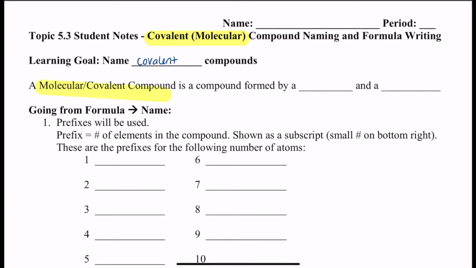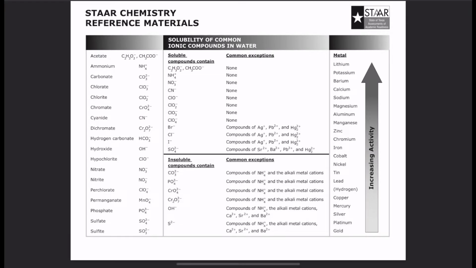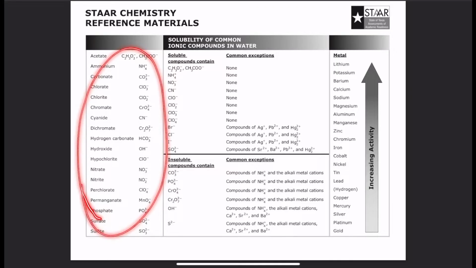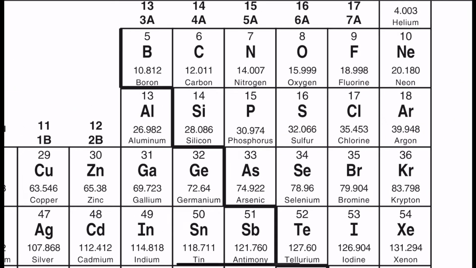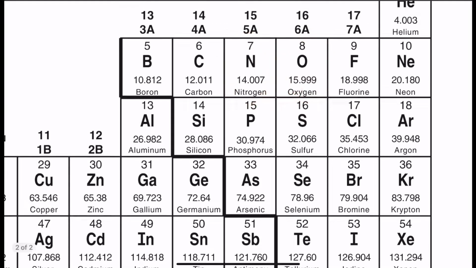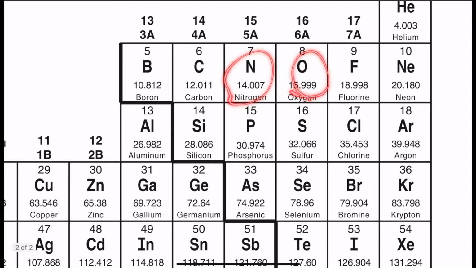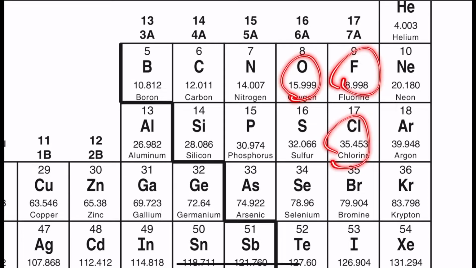A covalent compound is any compound that's formed by a nonmetal and another nonmetal. So before with ionic compounds, we were looking at things like polyatomic ions. We were looking at things like metals with nonmetals. But with our covalent compounds, we'll have a nonmetal with another nonmetal. So maybe like nitrogen and oxygen, or oxygen and chlorine, or fluorine and sulfur.